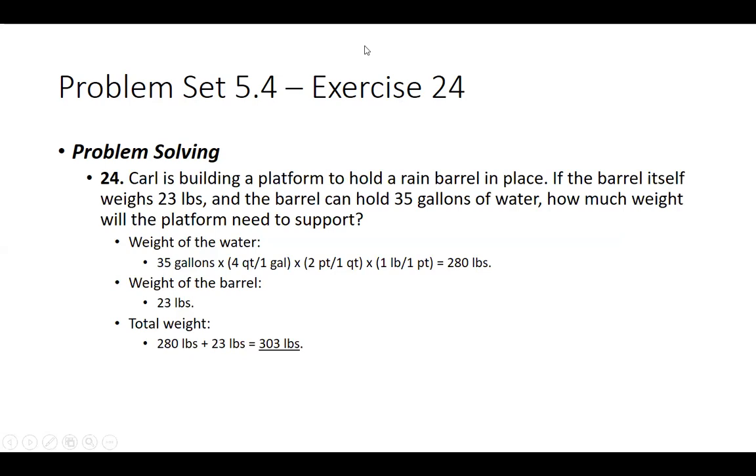Number 24. In number 24, we're told Carl is building a platform to hold a rain barrel in place. If the barrel itself weighs 23 pounds and the barrel can hold 35 gallons of water, how much weight will the platform need to support? Well, the platform is going to need to support the weight of the water plus the weight of the barrel. We're told the barrel is 23 pounds, but we need to find the weight of the water.